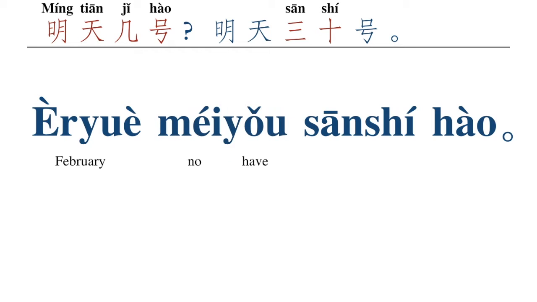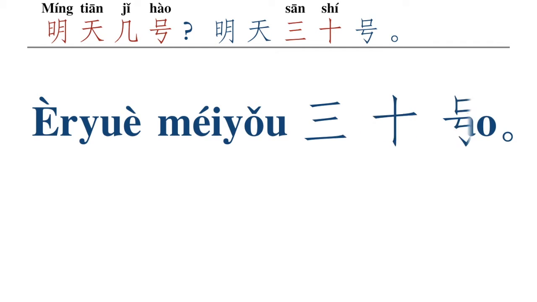And the whole sentence, what does it mean? February doesn't have the 30s. Read the sentence with me. 2月没有30号。Then, what about the characters?